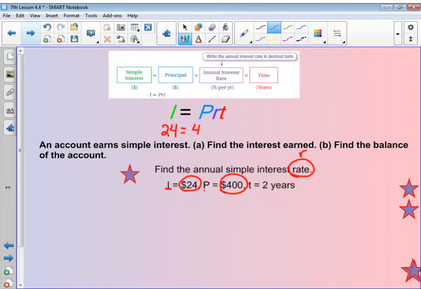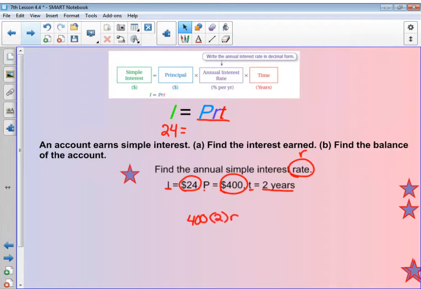So 400. Then I have times R normally, which I'm going to go ahead and, since I'm multiplying between these last three things, put the R at the very end. Remember, when you multiply, it doesn't matter the order. So I'm going to now put for my T the 2. So times 2, and then times R. Okay, so when I go through to solve this, let's shift this down here so I can actually write.